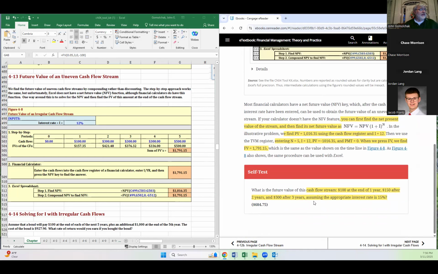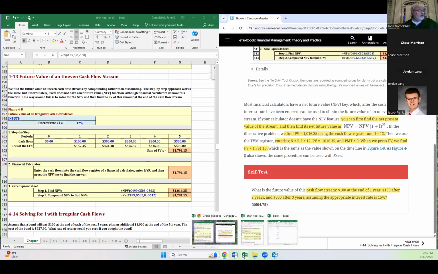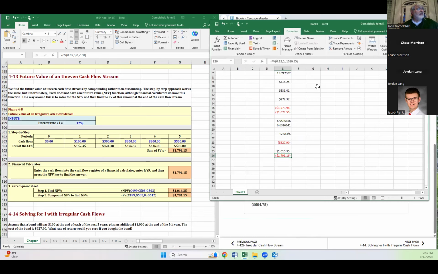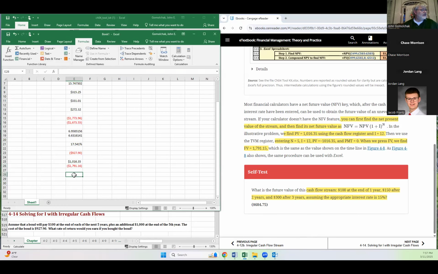What's the future value of this cash flow stream? 100 at the end of year 1, 150 at the end of year 2, 300 after year 3, assuming appropriate interest rate is 15%. So it's basically the same problem we have here. Future value of, what do we have? 3 years, right? 15%, 100, 150, and 300. So let's do it. Pull it to this side so we can see it easier.